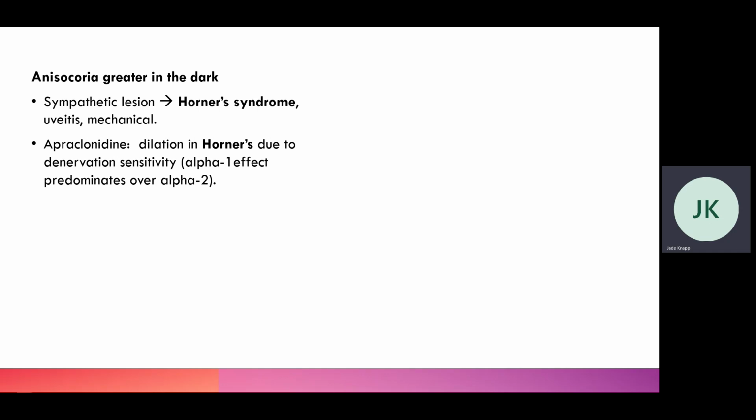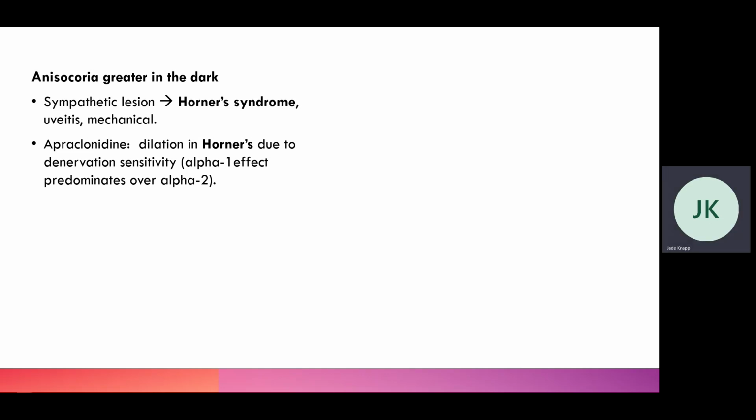Okay, so this is just sort of recapping now. So anisocoria greater in the dark means the smaller pupil is the abnormal one, and here you're thinking about a Horner syndrome, with the differentials being uveitis, pupil stuck down, can't constrict, sticky inflamed pupil, can't constrict, or mechanical, pupil's been damaged, can't dilate.